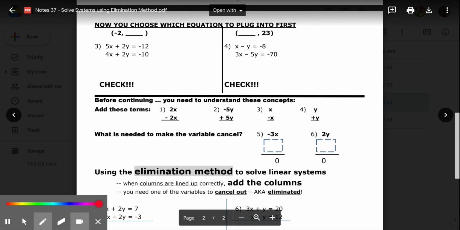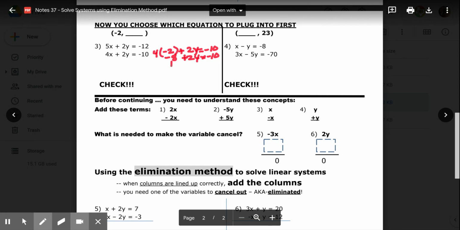I'm going to go ahead and use, let's just use the bottom equation here. So I have 4 times negative 2 plus 2y equals negative 10. So that gives me negative 8 plus 2y equals negative 10. Then I'm going to add 8 to both sides. So I get 2y equals negative 2. I divide by 2, and y is negative 1.